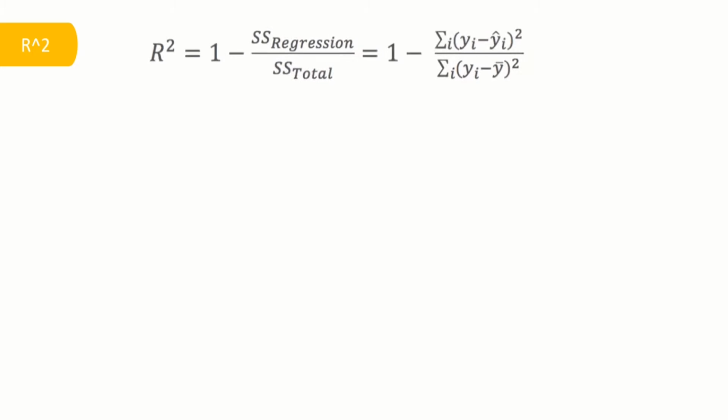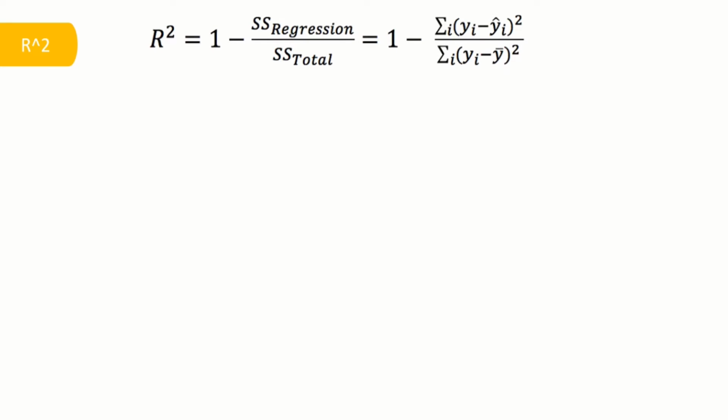Okay. Now let's move on to R square. A very interesting concept, where R square is given by this formula: 1 minus summation of (yi minus yi cap) whole square, divided by summation of (yi minus y bar) whole square. Here yi is our actual data, yi cap is our predicted value, and y bar is the mean of the actual data.